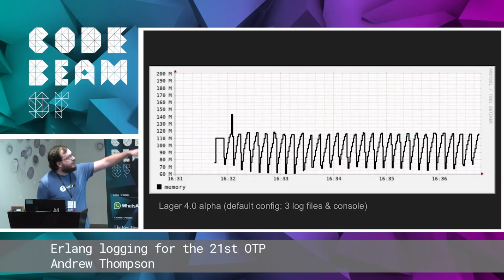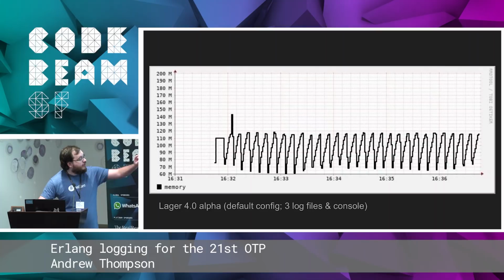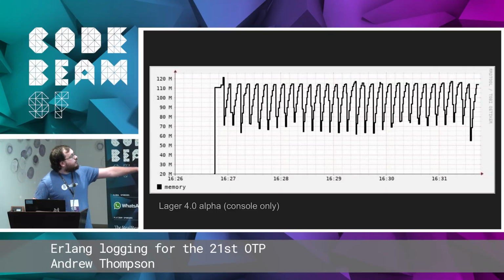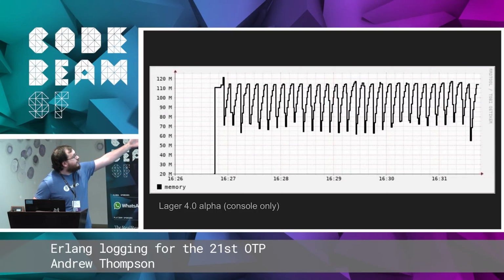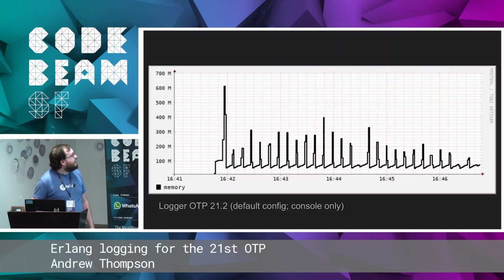This is 5 minutes, and you can see each death spiral begin over and over again. Now, one thing to note is Logger in this mode is writing to 3 different log files and to the console. It has 4 handlers installed. This is console only, and you basically see that we just use very slightly less memory, but it looks very similar. The graph just does its own thing, but look at the axis, not at the height of something.